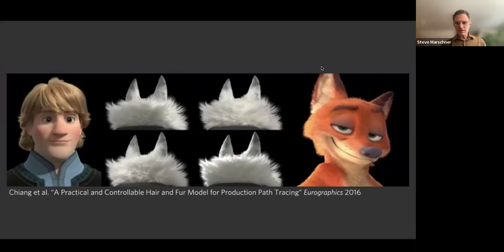And this is a little bit later one, also from Disney, that shows a later refinement of this model that actually keeps track not just of what direction the light leaves the hair, but where it leaves the hair fiber.